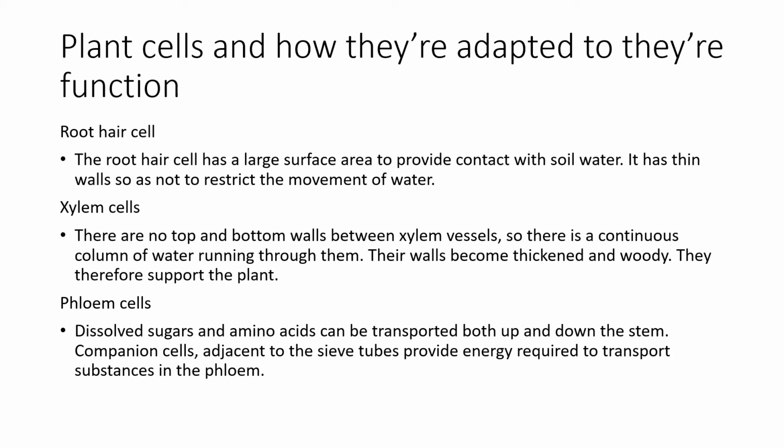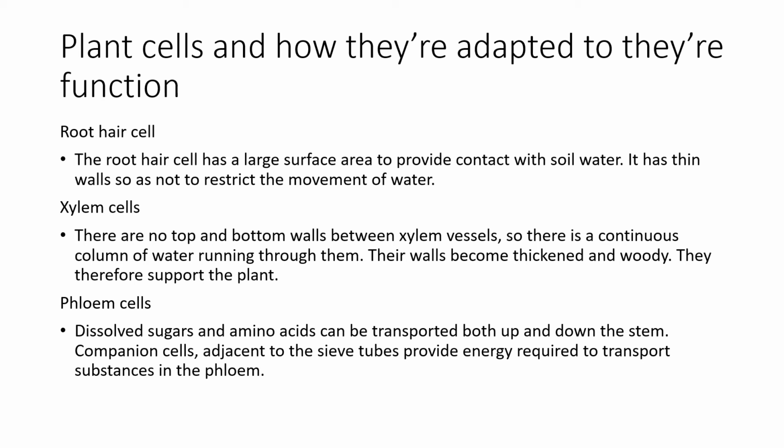And finally, phloem cells. So dissolved sugars and amino acids can be transported both up and down the stem. Companion cells adjacent to the sieve tube provide energy to transport substances in the phloem. So mainly they carry glucose as sucrose made in photosynthesis from the leaves of the plant to all other parts of the plant. So this process is translocation and is a movement of sugars made in photosynthesis from the leaves of plants.